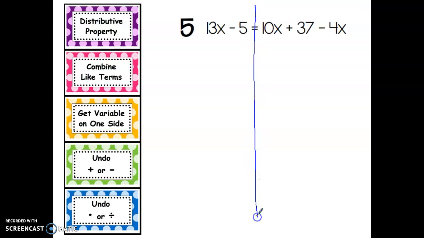Split your equation down the equal sign. Distributive property, nothing to distribute, we're all good. Combine like terms, ooh, you can combine these two like terms. So 13x minus 5 is equal to 6x plus 37. Get variable on one side. So if we look at these two, I'm going to subtract 6x from both sides.